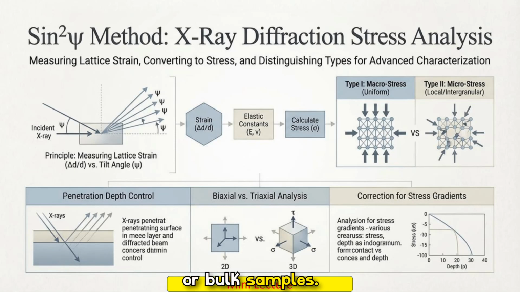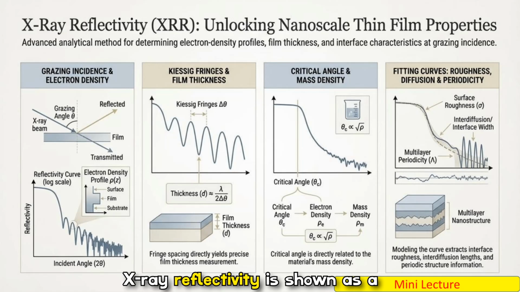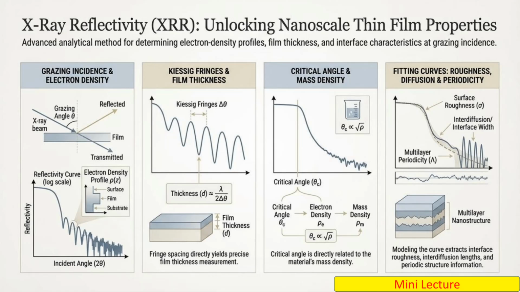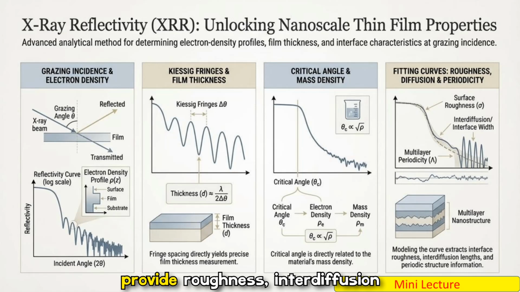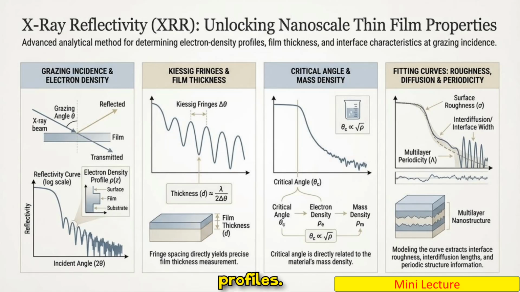X-ray reflectivity is shown as a sensitive probe of nanoscale thin films, where grazing incidence measurements reveal an electron density profile and Kiessig fringe spacing that directly yields film thickness. The critical angle indicates electron and mass density, while fitted reflectivity curves provide roughness, interdiffusion widths, and multi-layer periodicity, making XRR ideal for non-destructive characterization of film interfaces and density profiles.